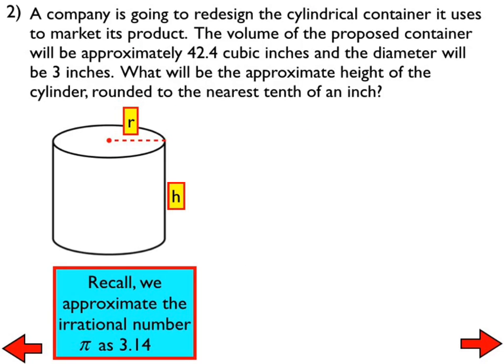Let's go on to number 2. It says a company is going to redesign the cylindrical container it uses to market its product. The volume of the proposed container will be approximately 42.4 cubic inches, and the diameter will be 3 inches. What will be the approximate height of the cylinder rounded to the nearest tenth of an inch? Go ahead and give it a shot.